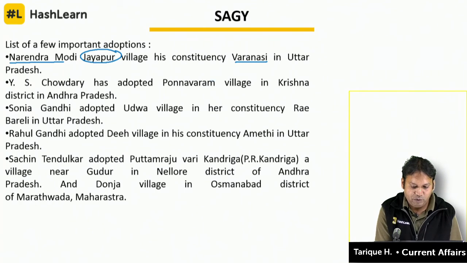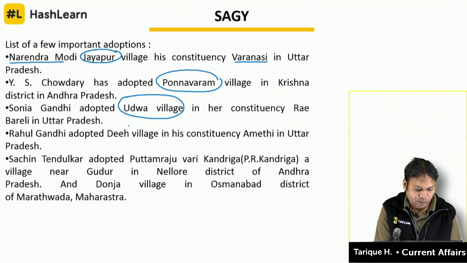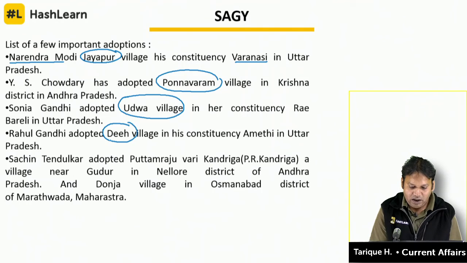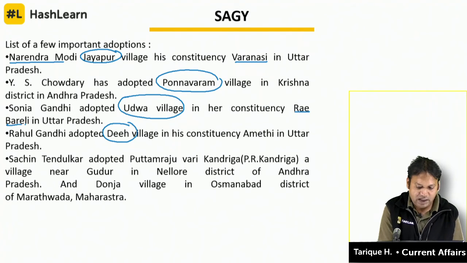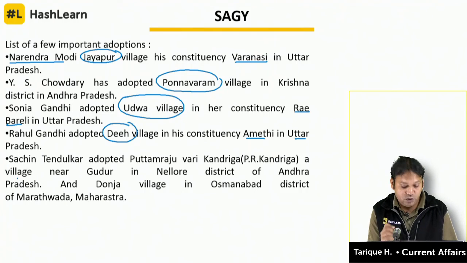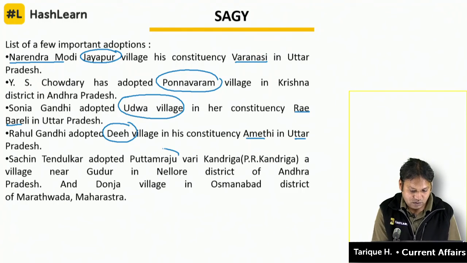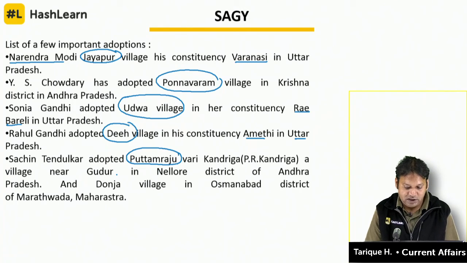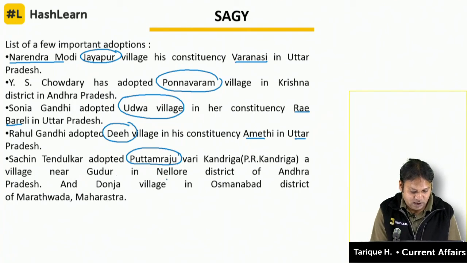Chaudhary has adopted Punnavaram village. Some of the key villages: Sonia Gandhi has adopted the Udwa village. Rahul Gandhi has adopted the Di village, and this is near Rai Bareli in UP, and this is near Amethi in Uttar Pradesh. And Sachin Tendulkar has adopted two villages. One is Puttamaraju near Gudur in Nellore district of Andhra Pradesh, and another one is Donja village in Osmanabad district of Marathwada.